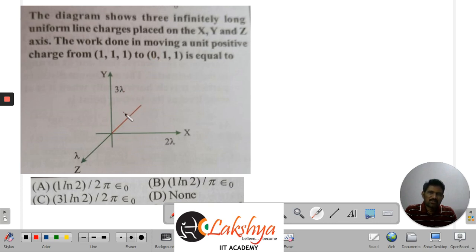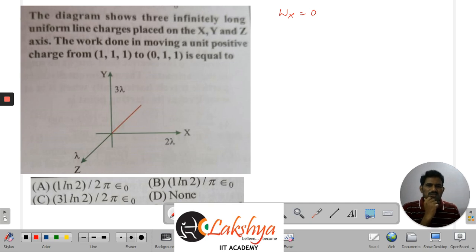Initially it is somewhere here in this space. Now it is moving towards this, that means it is moving along this yz plane. So the particle is displacing parallel to the x axis, which we should observe from the given points. Now they are asking for this work done. From this I can conclude that the work done because of the line of charge along the x-axis will be 0. I think you got this.